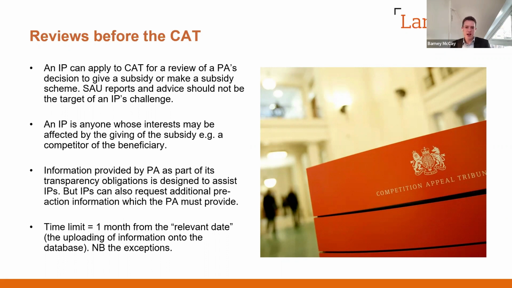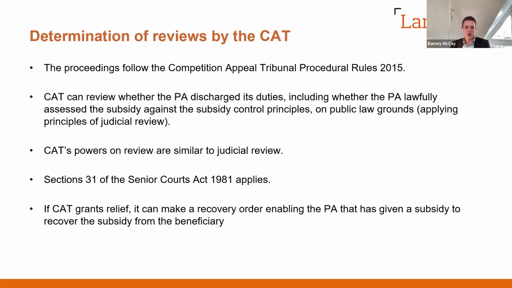In terms of the CAT's determination of reviews, the proceedings follow the Competition Appeal Tribunal Procedural Rules 2015. The Competition Appeal Tribunal can review whether the public authority discharged its duties, and particularly whether the public authority assessed the subsidy properly against the subsidy control principles on public law grounds. So that's, in essence, principles of judicial review.